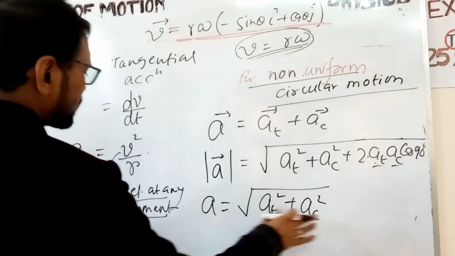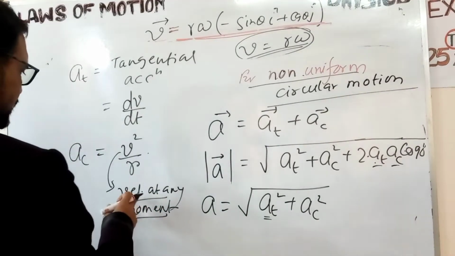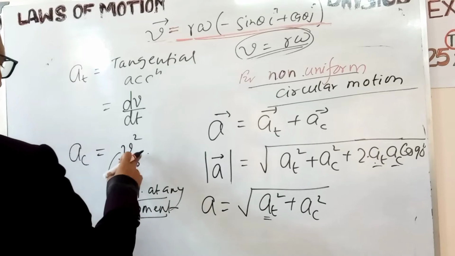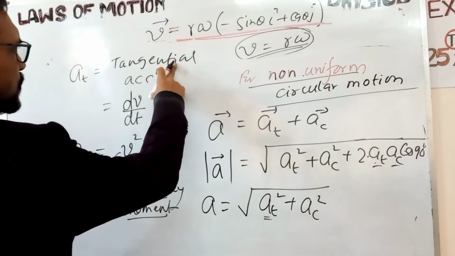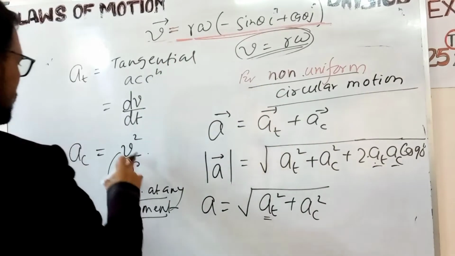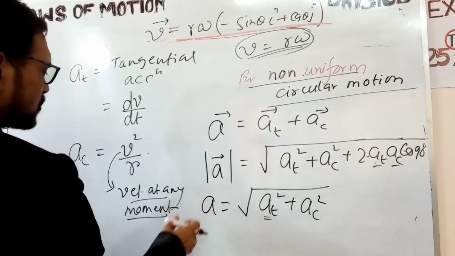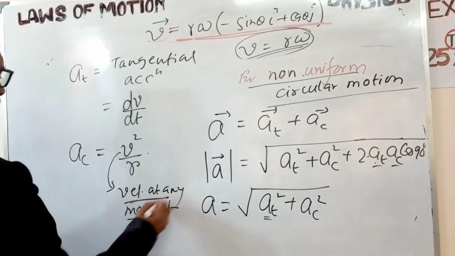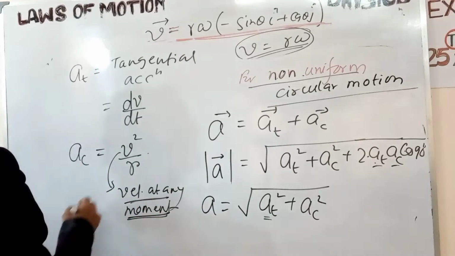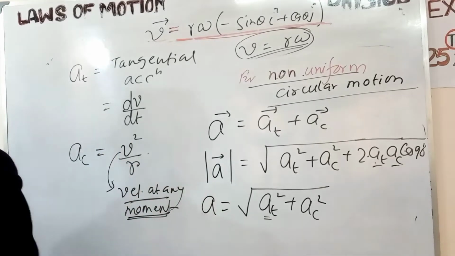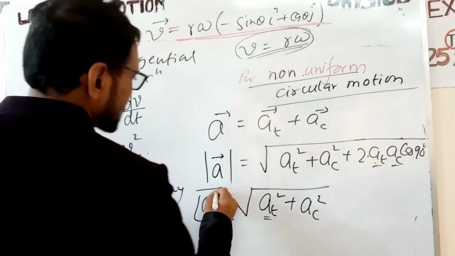Acceleration is different at every position, because in non-uniform circular motion the velocity changes. So acceleration also changes; that is, it has a different value at different positions. So velocity at any moment is S equal to this. Now this will be the total acceleration.